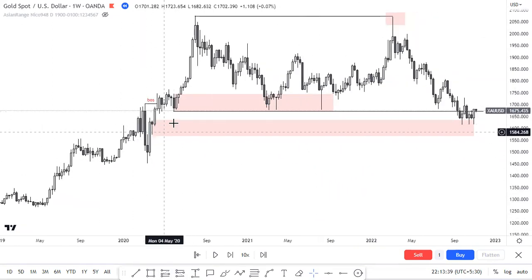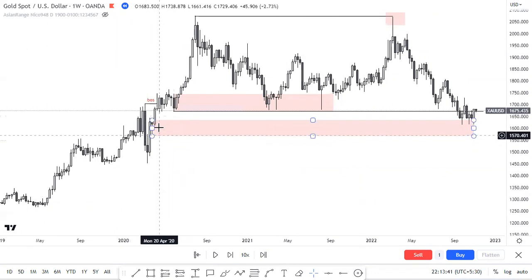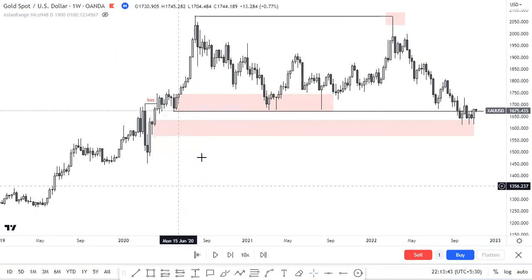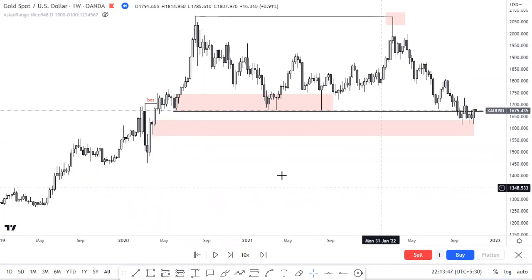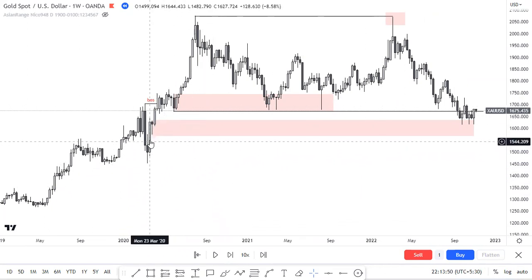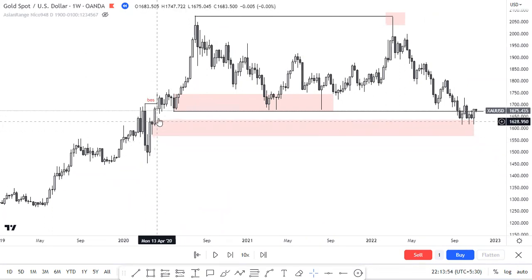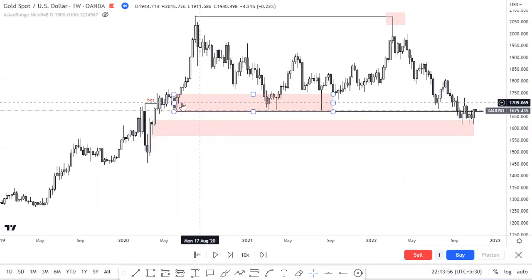So why this demand area? Why are we expecting buys from this demand area? Because there is no imbalance before that demand. Yeah, exactly. There is no inefficient price action before the demand area, and this demand area contains a lot of liquidity.